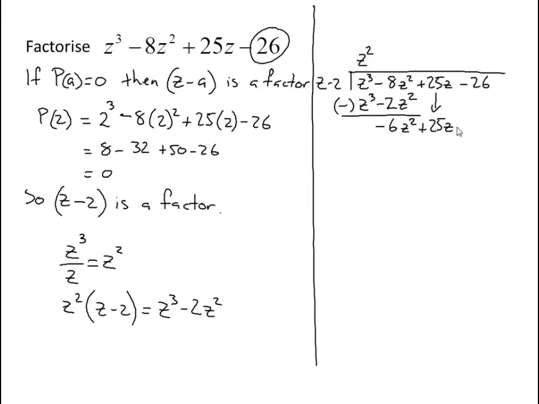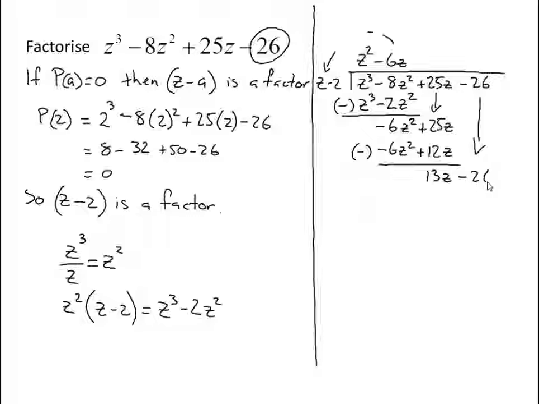And I start the process again. How many z's go into minus 6z squared? Minus 6z. Minus 6 becomes my multiplier. So I'm multiplying this. Minus 6 times z makes minus 6z squared. Minus times a minus makes plus 12z. And now we subtract. The first two cancel out. 25z minus 12z gives me 13z. Bring down the minus 26.